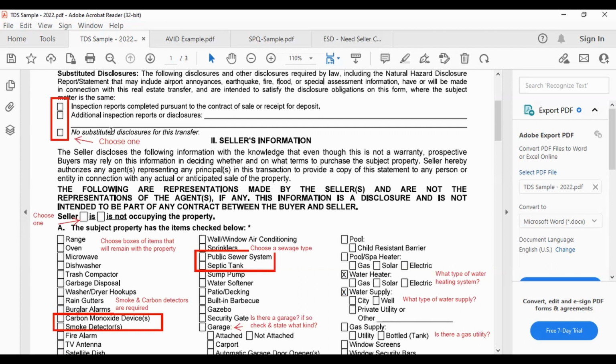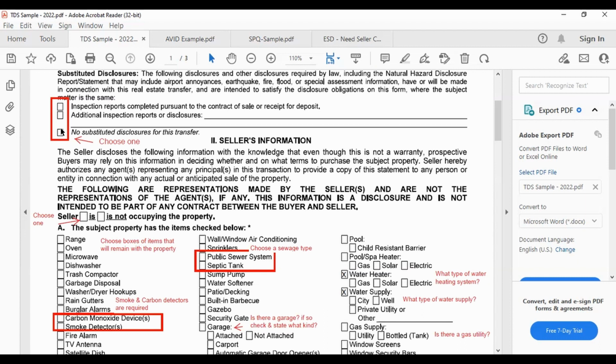The common one would be no substituted disclosures, meaning that you don't have anything in place of this document right here that's going to give them a better idea of what's going on. Something like, you had someone in escrow and they canceled, and now you've got a new buyer. You could possibly give them the home inspection that that previous buyer did, if they did. You could check that box and put additional inspection reports or disclosures and then give them that report. This one just means like, you know what, you're my first buyer. I'm just going to tell you everything I know. I don't have anything in replace of telling you what I know.